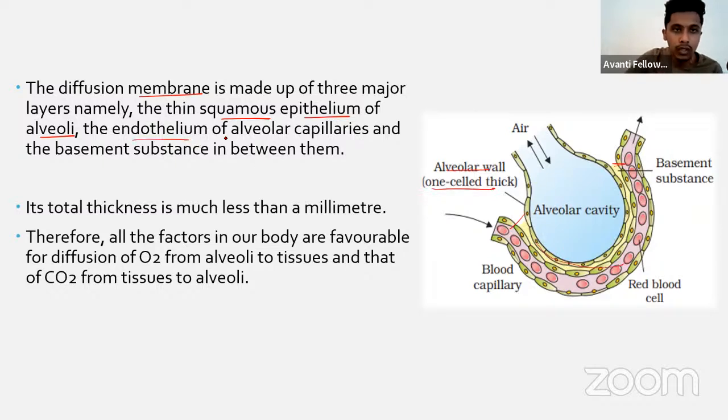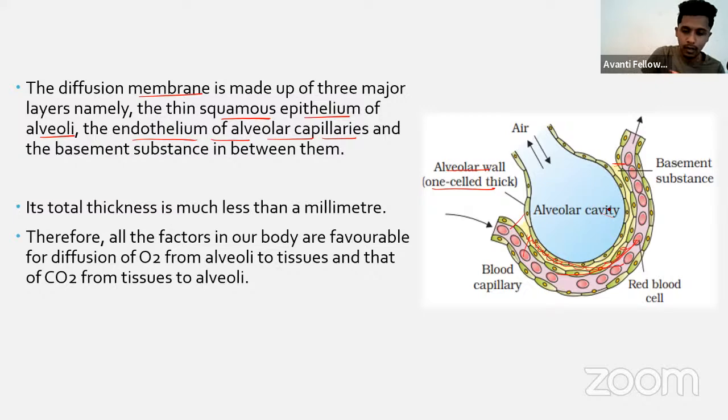The next one is the endothelium of the alveolar capillaries, the endothelial layer of the alveolar capillaries, and the basement membrane. There is a basement membrane between these two layers. So these three layers integrate to form this diffusion membrane, or respiratory membrane. Understood? If you combine all three layers, the thickness is not even more than 1 millimeter, it's very much less than 1 millimeter. The thickness of the diffusion boundary and the partial pressure are all very favorable for gaseous exchange. Along with this, temperature and pH also influence the gaseous exchange.